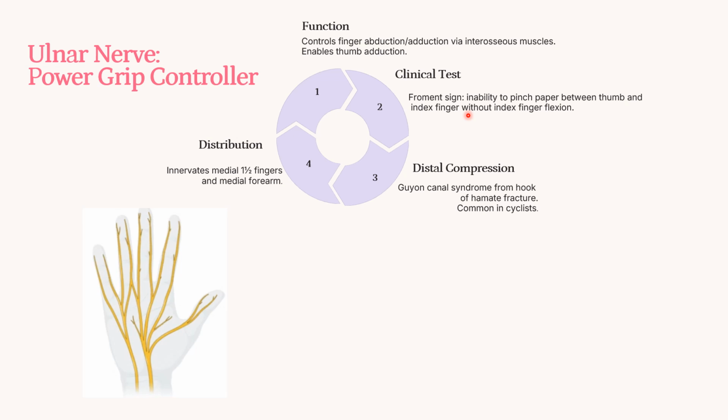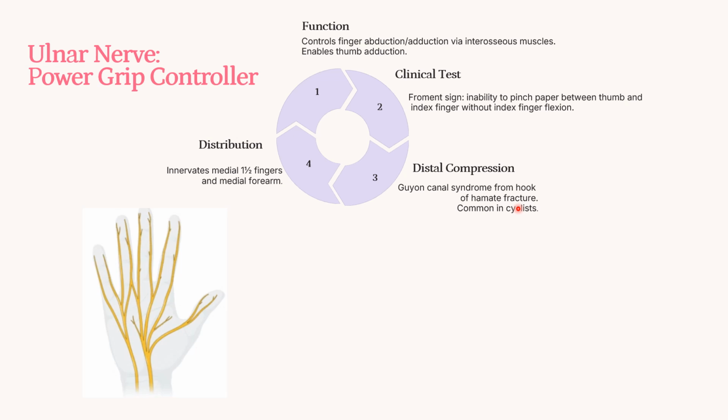The second one which you need to know about this is the distal compression. Previously, we saw about the carpal tunnel syndrome, when there is compression at the wrist. But when the ulnar nerve is affected, then that is known as the Guyon canal syndrome. So here there is distal compression of the wrist as well as the hand and not the forearm, and this is what is known as the Guyon canal syndrome.